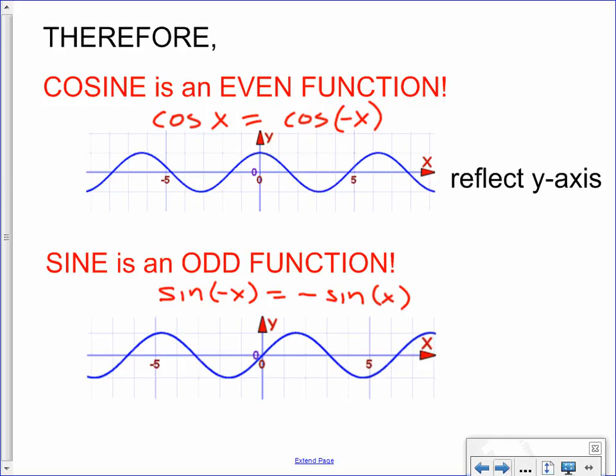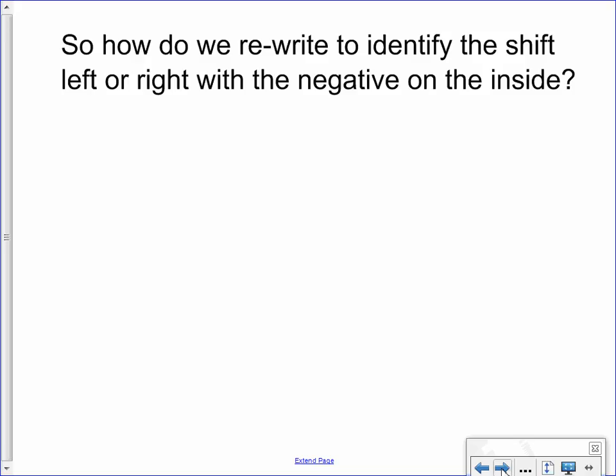Okay. Last but not least, here we go. How can you rewrite to identify the shift left or right with a negative on the inside? Let me give you an example. Let's say you have cosine of negative 3x plus pi, which we just did. That's the same thing as the regular cosine, and this should give you the same graph as the cosine of 3x plus pi over 3. That's what we did in the beginning, isn't it?